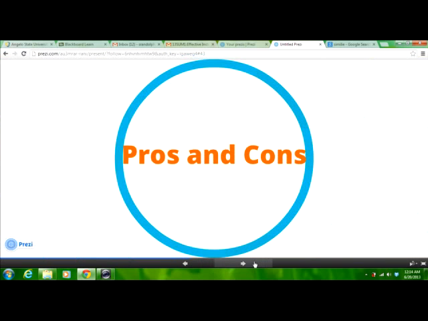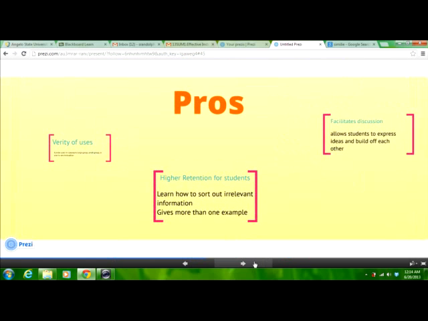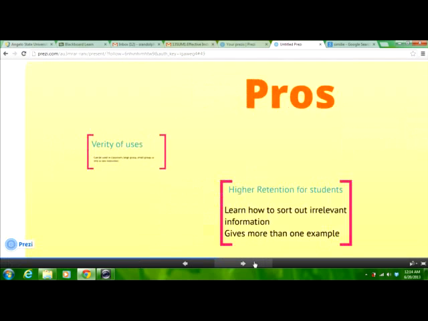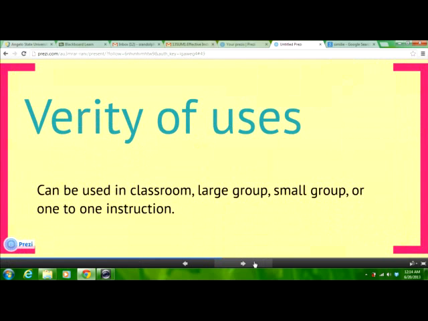So now, we need to understand why exactly you would want to use the concept attainment model, and are there any downsides to it? Because it seems pretty great. So here are some of the pros of using the concept attainment model. There's a variety of uses. You've already kind of heard me talk about this.